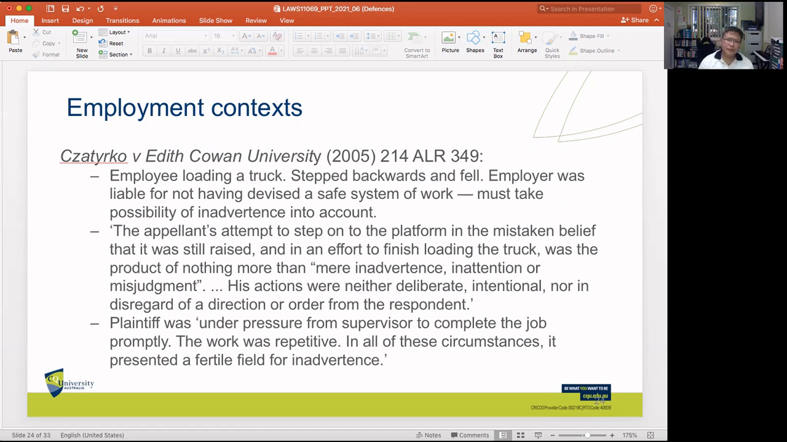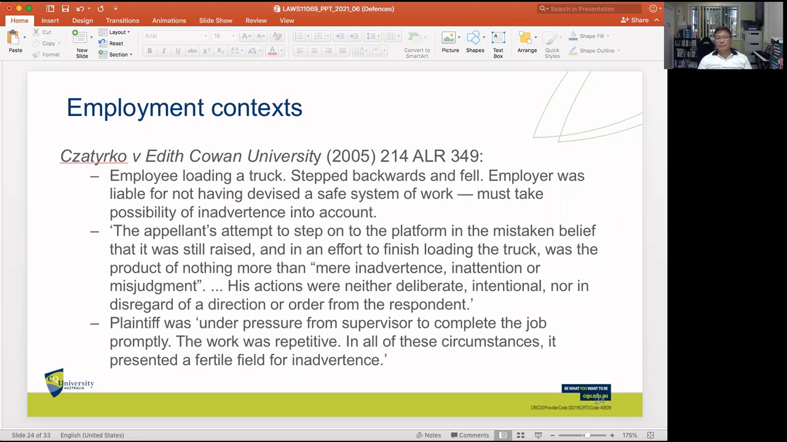In this particular case, the court said that the appellant's attempt to step onto the platform in the mistaken belief that it was still raised, and in an effort to finish loading the truck, was the product of nothing more than mere inadvertence, inattention, or misjudgment. His actions were neither deliberate, intentional, nor in disregard of a direction or order from the respondent.